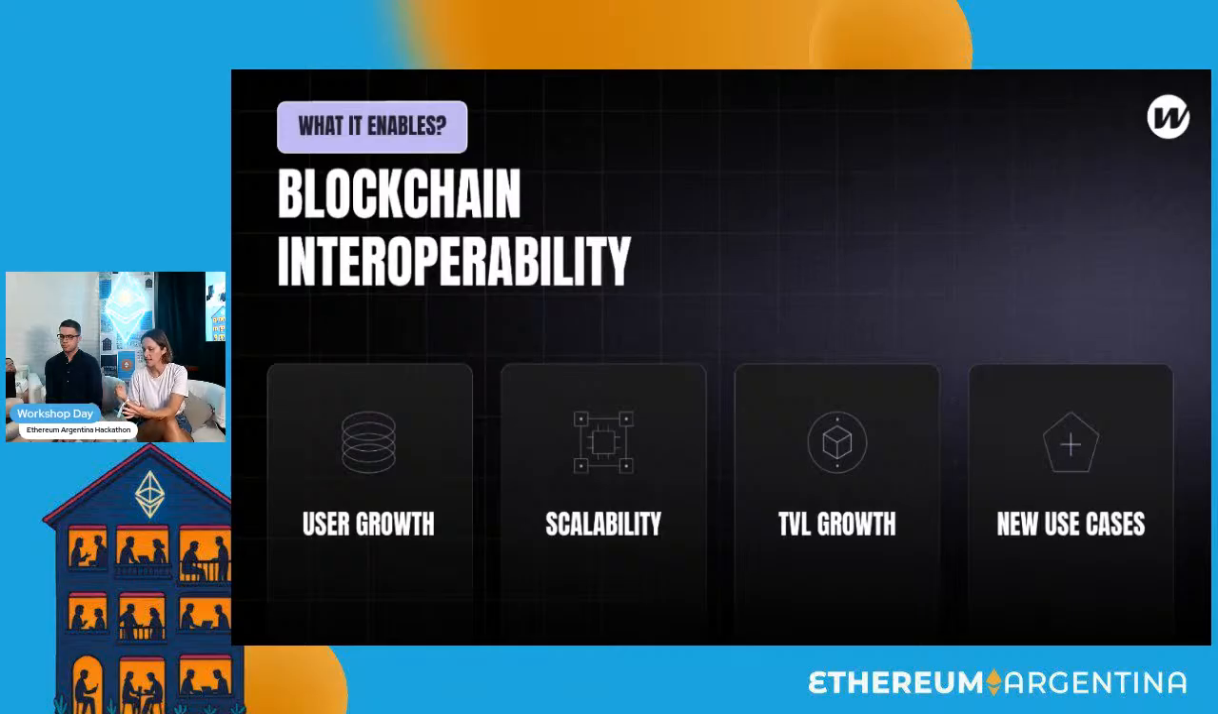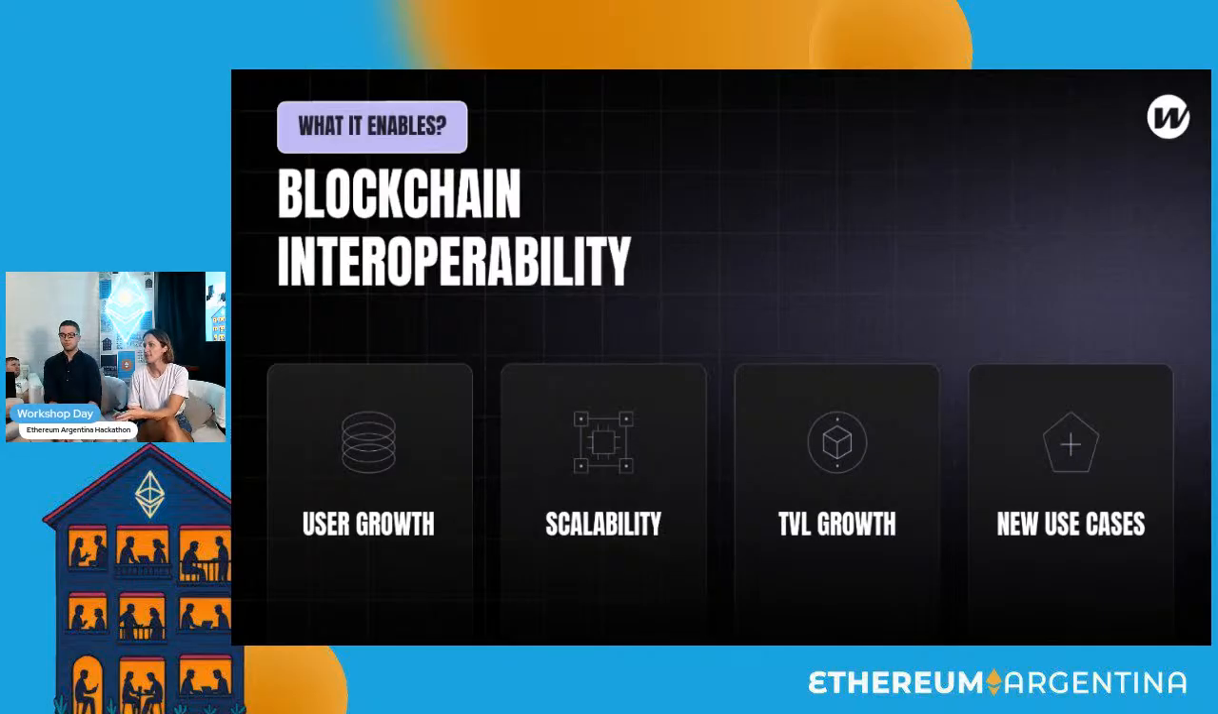So multi-chain gets you bigger, like increase your user growth. Scalability is the same. You attract more liquidity, more funds from other places, and not just the ecosystem you build in and you're native from. Of course, that's a consequence, but it has a TVL growth.